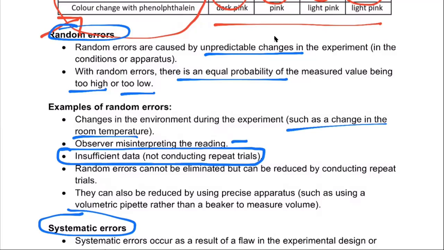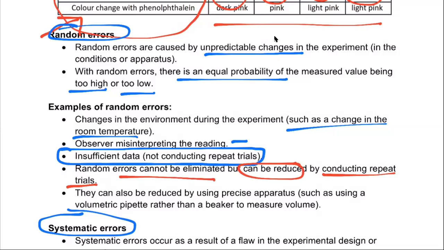Because random error, you can reduce it. You cannot eliminate it. So like right here, it says they can't be eliminated, but they can be reduced by conducting repeated trials. They like to ask that question about, how can you reduce random error? And the answer is almost always conducting repeat trials, because the more trials you do, the better your average data is going to be. And so you're going to reduce those random errors.